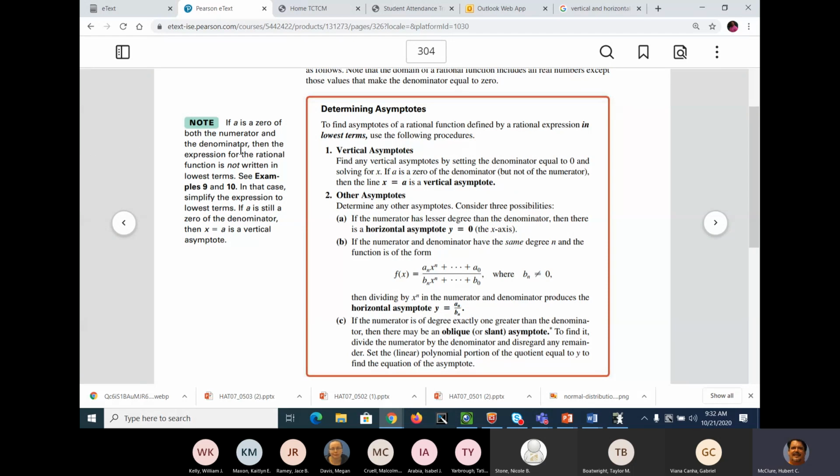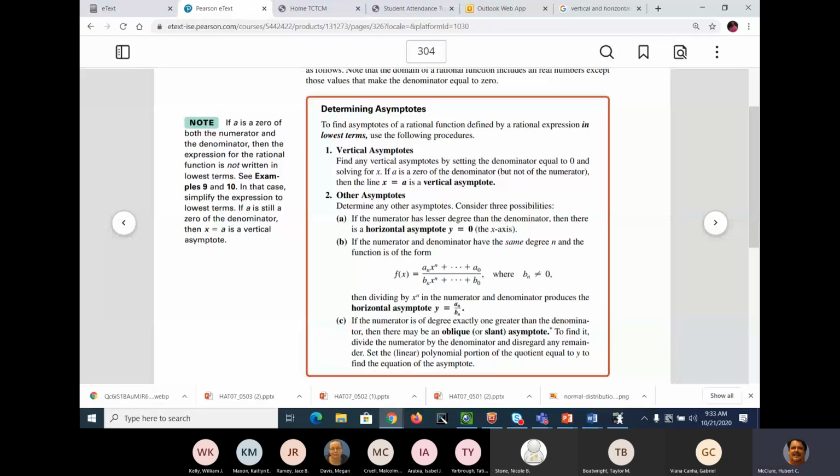To find your vertical asymptotes, you set the denominator equal to 0. I'll write this down in summary. To find vertical asymptotes, set denominator equal to 0 and solve. Okay, that's number one. Number two, you need to check for horizontal asymptotes.